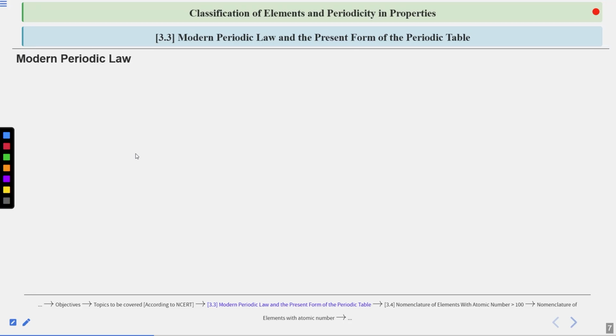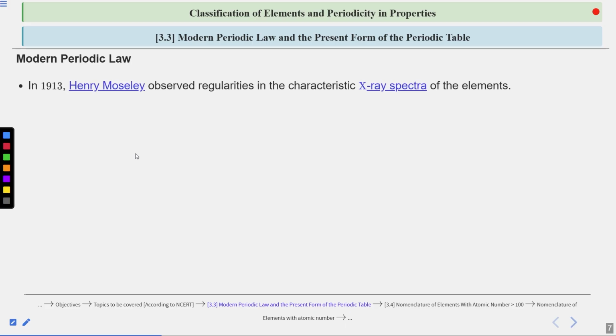Now, keeping this discussion in mind, we can formulate our modern periodic law. This was done by Henry Moseley in 1913, and he used X-ray spectra. We have seen what is emission spectra and what is absorption spectra. He used the emission X-ray spectra. Why am I saying X-ray spectra? Because he used X-rays for it.